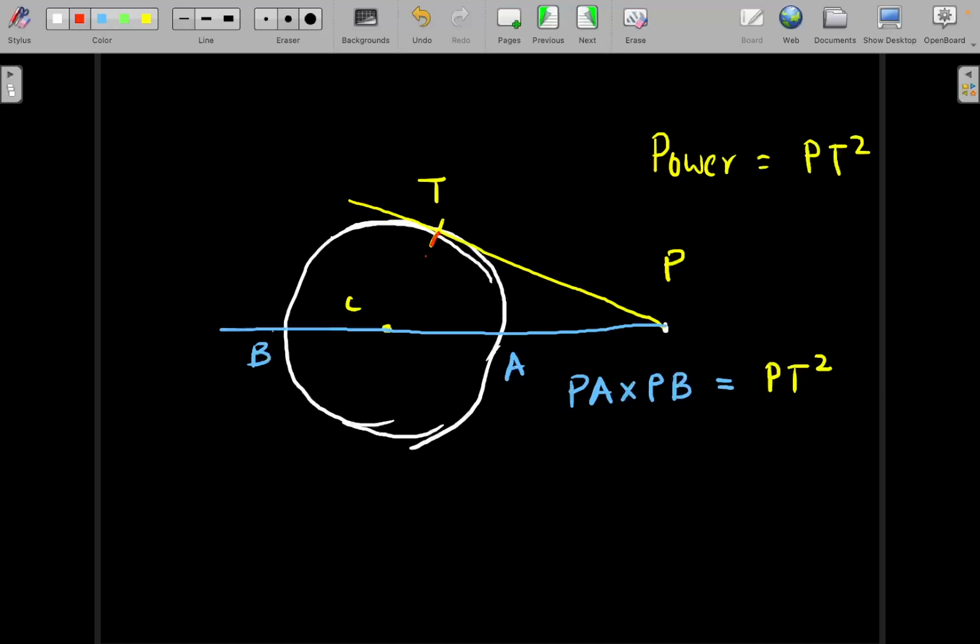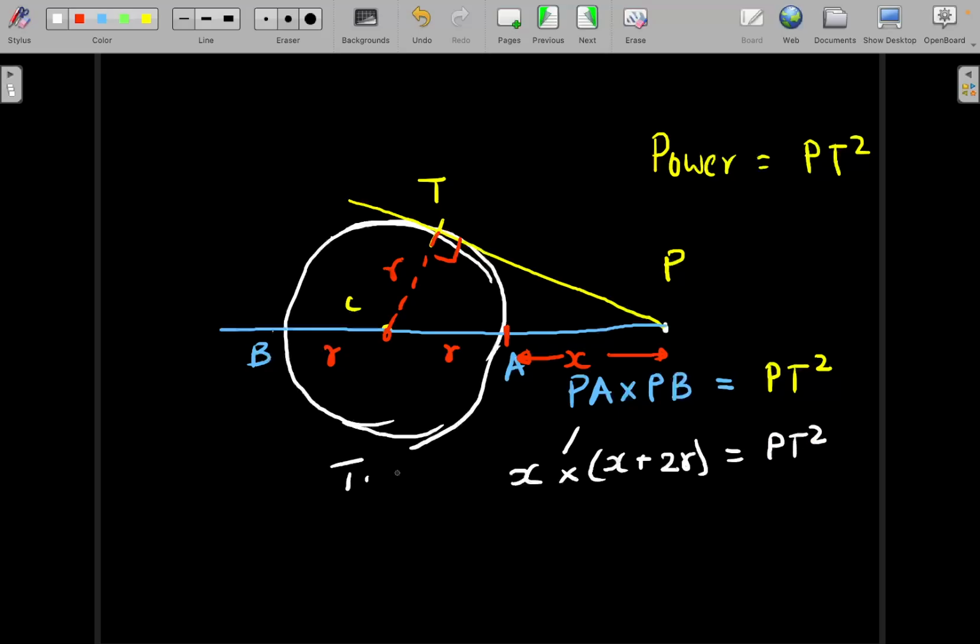I have T joined to C, and therefore we have a right angle triangle, and now we shall mark out the radius of the circle. This is also the radius, this is also the radius, and let's call PA as x. Let's do a little bit of algebraic calculation now. PA is x, and now we multiply by PB, which is x plus 2r, and we shall try to prove that this is equal to PT square. Okay, this is what we need to prove.